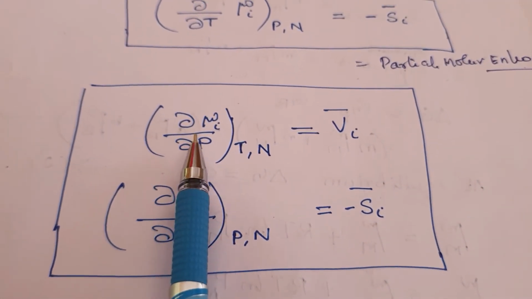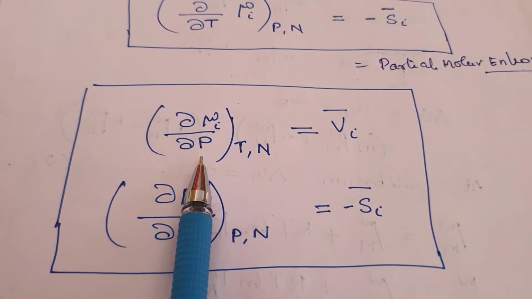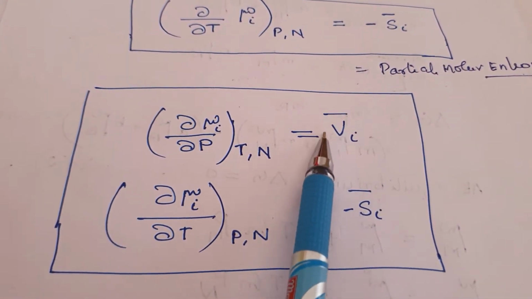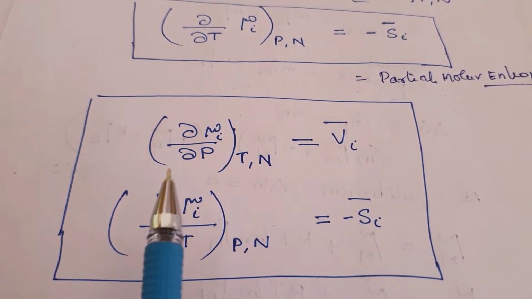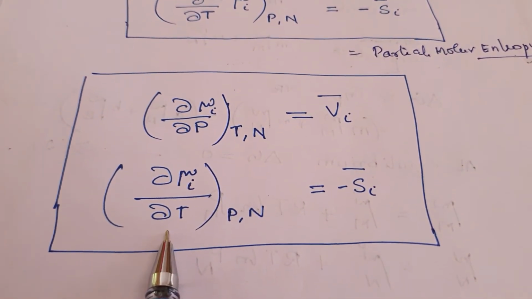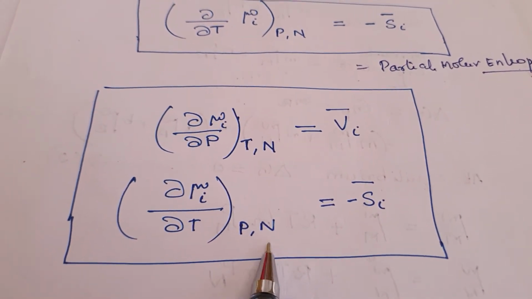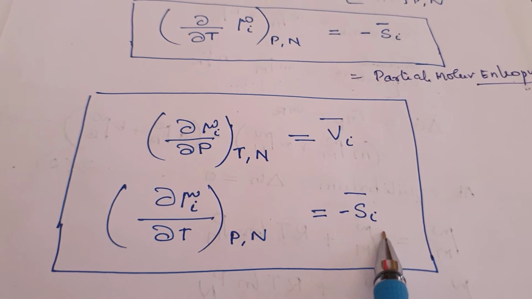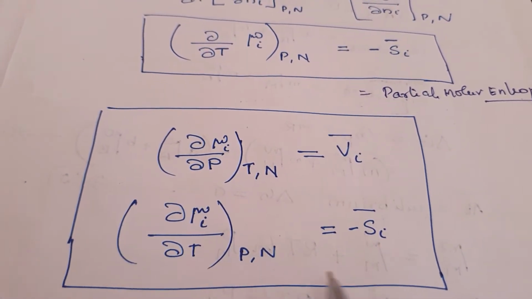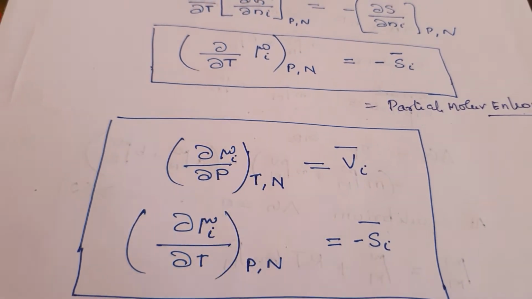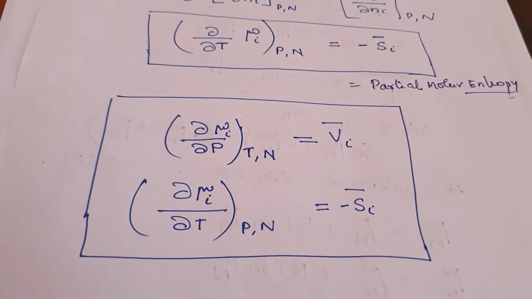So what is the relationship? The rate of change of μ with respect to pressure at constant temperature and number of moles is equal to the partial molar volume, whereas the rate of change of chemical potential with respect to temperature at constant P and N is equal to the negative partial molar entropy. This relationship you have to remember. It is similar to what we have seen for free energy.